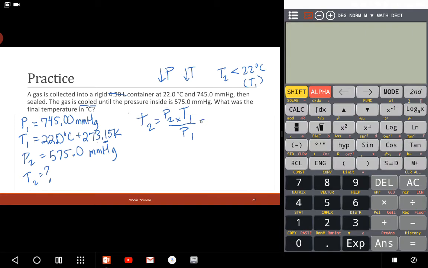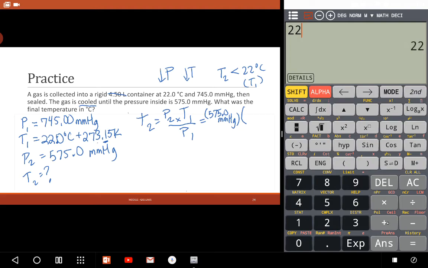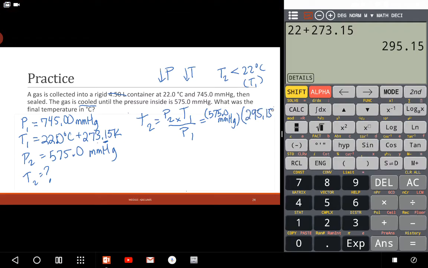So I can plug in my numbers. It doesn't matter what pressure unit I use, so I can use whatever pressure unit is given to me. But I do need to make sure that my temperatures are in Kelvin. So 22 plus 273.15 is equal to 295.15 Kelvin. And then I am solving for P1, which is where I have to plug in my P1.